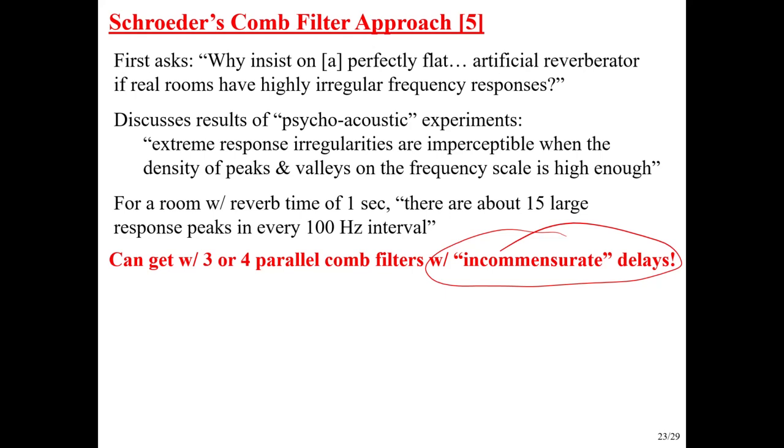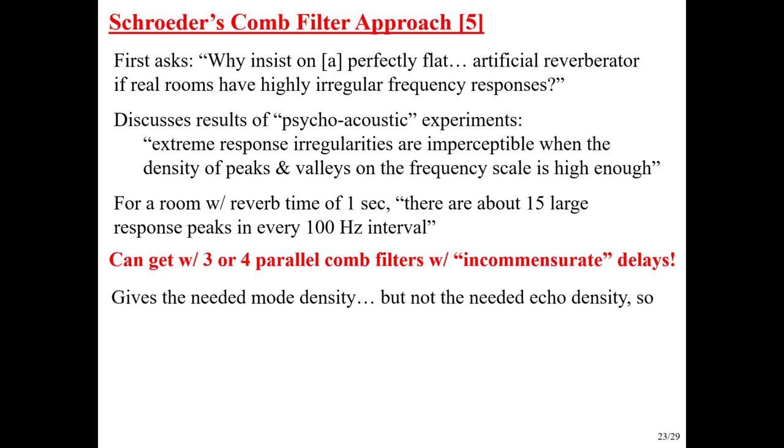So that gives a bunch of 15 response peaks in every 100 hertz interval. So that's how he settled on 3 or 4 parallel comb filters, all with poles interwoven to get that kind of density. And so he claims that that will give him satisfactory mode density. Now, it doesn't go up as f squared, so there is that, but it seems to work okay. But it doesn't give the echo density that you need.